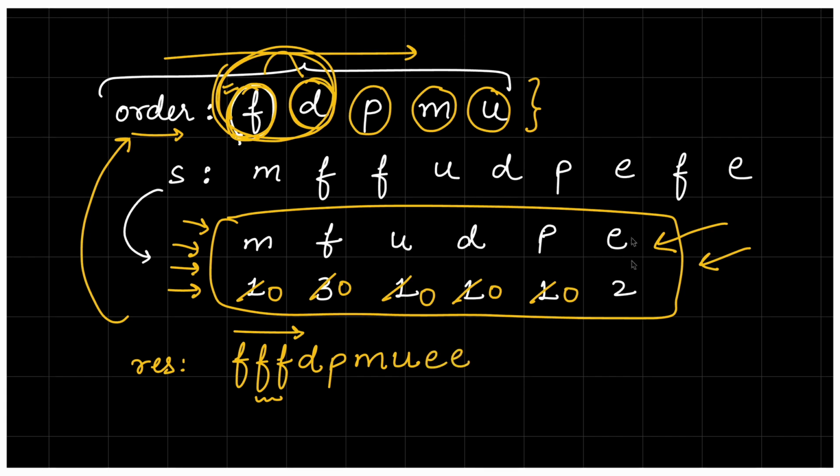So I'll simply iterate on this key set, and because e has frequency greater than 0, which is 2, I will simply append them, right? And now you can see what I have done is, I have converted this string s into some different order, but if you look at those characters which are common to both the strings, and if you look at the sequence, the sequence is exactly the same as what is present in the order string, as you can see. So f is there, then d is there, then p is there, then m is there, then u is there, right?